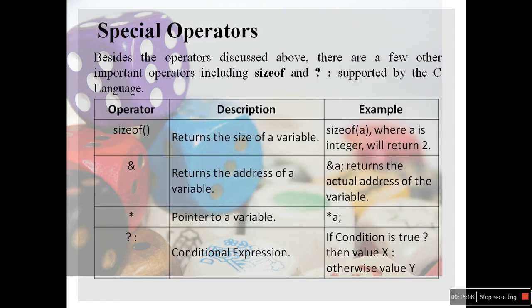There are a few special operators like the sizeof operator. They are rarely used. The sizeof operator returns the size of a variable. Suppose I declare an integer and I put this sizeof variable, so that will return 2 because an integer contains 2 bytes in memory. That is the AND operator. The ampersand operator returns the address of the variable. So if I write &a, it will give the actual address in memory. The asterisk is a pointer that points to the address of another variable.